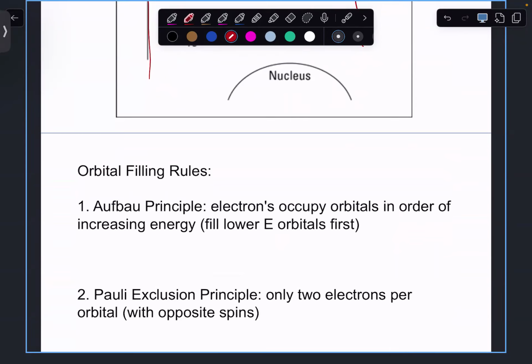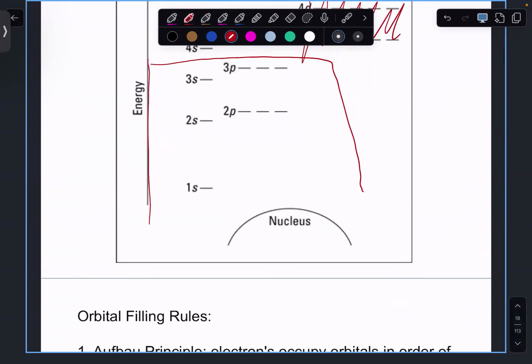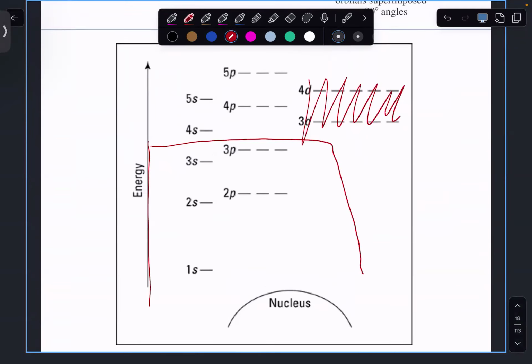So basically, you could not start filling in our 8 electrons of oxygen at 2p because you have lower lying orbitals. So basically, we're always going to start at 1s, and then you go to 2s, and then 2p, and then 3s, etc. You go in order of energy.